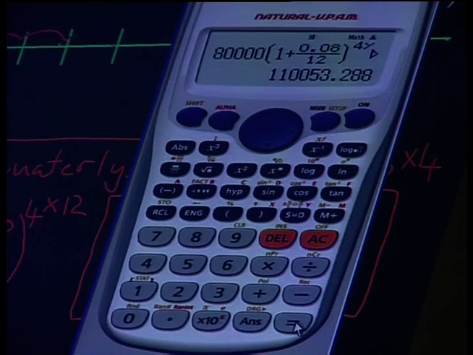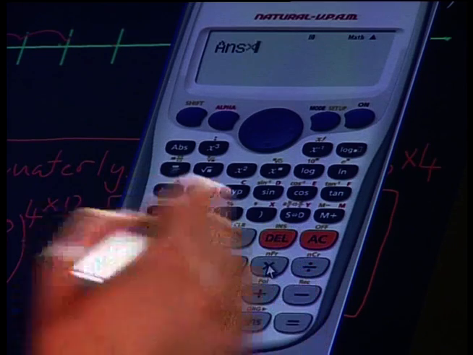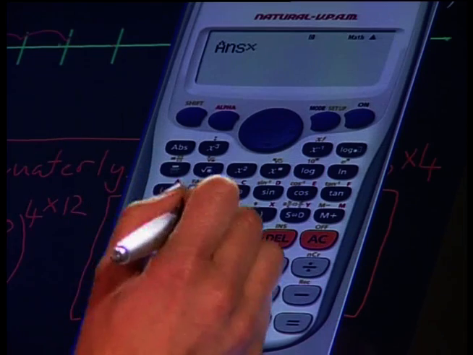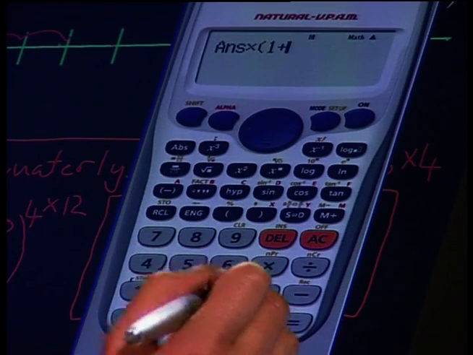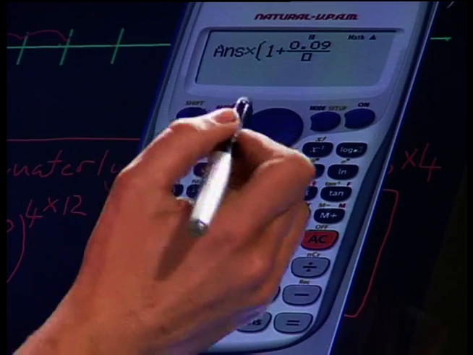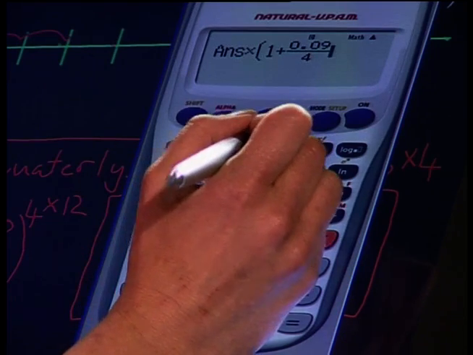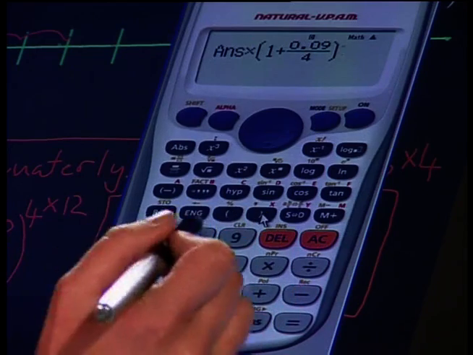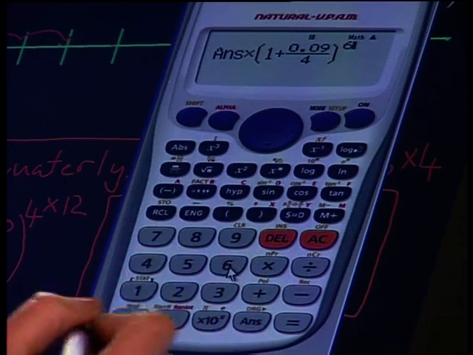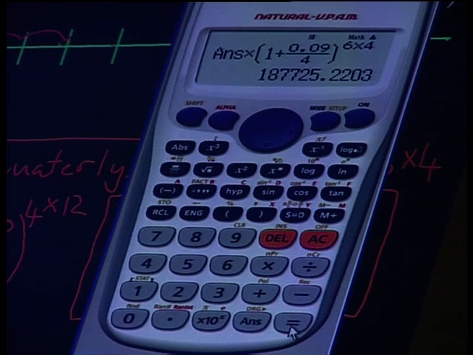Now I'm going to grow it for the remainder of the time, and I'm going to say answer multiplied by, and I start a new bracket. 1 plus, open the bracket, 0,09. Now it is compounded quarterly, so that's divided by 4. And it is in the bank for another 6 years, compounded quarterly. And my final amount is 187,725 Rand and 22 cents.